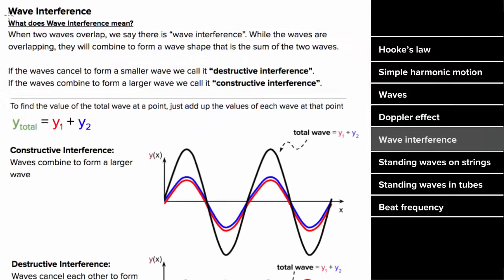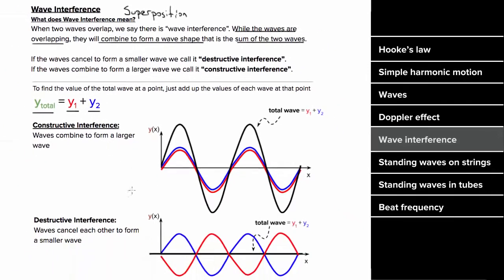When two waves overlap in the same medium, we call it wave interference or wave superposition. While those waves are overlapping, they'll combine to form a wave shape that will be the sum of the two waves. In other words, while the two waves are overlapping, to find the value of the total wave, you just add up the values of the individual waves. So if you overlap two waves that look identical, they would combine to form a wave that's twice as big, and we call this constructive interference. And if you overlap two waves that are 180 degrees out of phase, they'll combine to form no wave at all. We call this destructive interference.